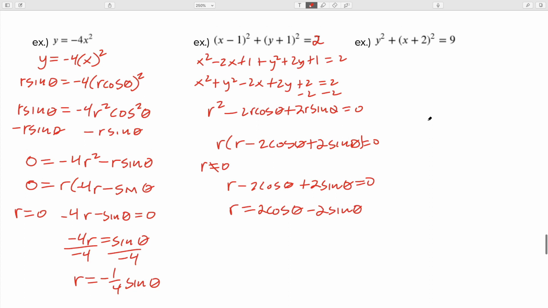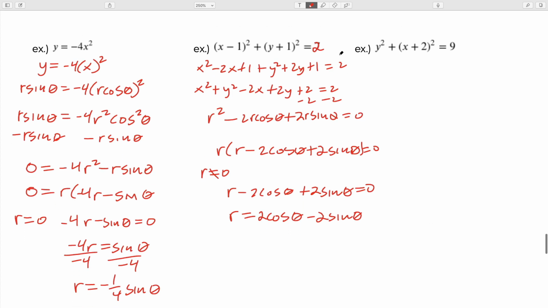All right, into our last example here. Again, same idea. We could convert these, but if I have a y squared, I'm going to want an x squared, right? That's typically what we want to look for. So let's go and expand this out. If I have a y squared, expand this out, that's going to be x squared plus 4x plus 4 equals 9.